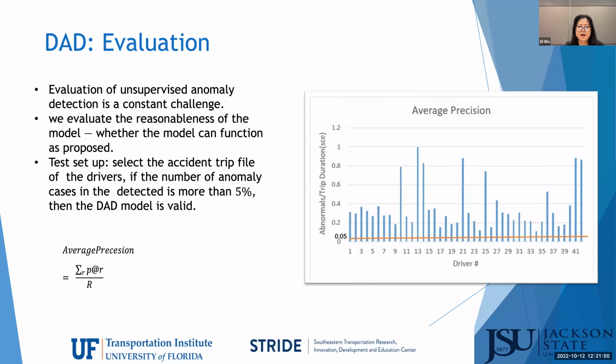And this is the evaluation. Our DAD model is an unsupervised abnormal driving detection model, and evaluation of unsupervised abnormal driving detection is a constant challenge. So in our model evaluation here, we use the measurement of average precision. And the model was evaluated. You can see from this chart that it can satisfy our model assumption.